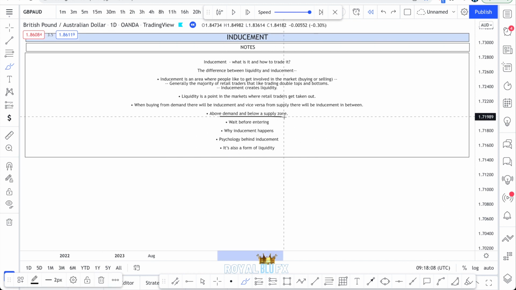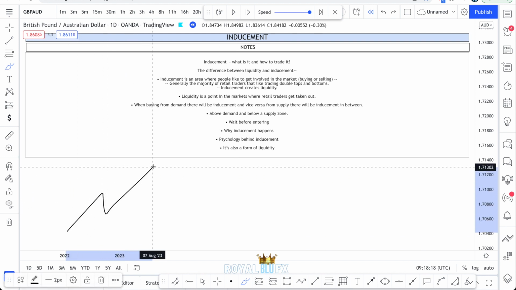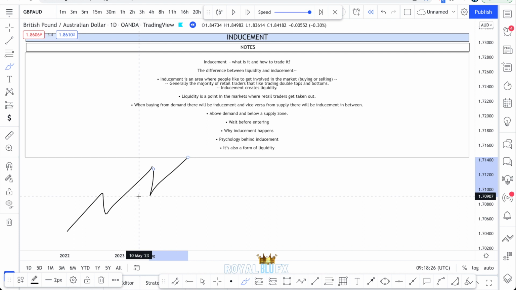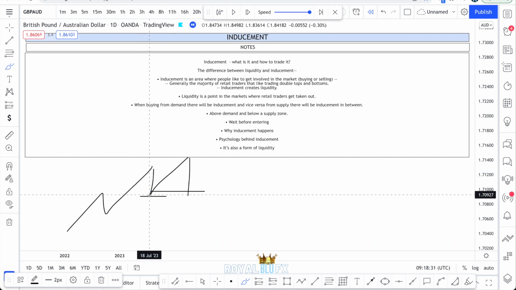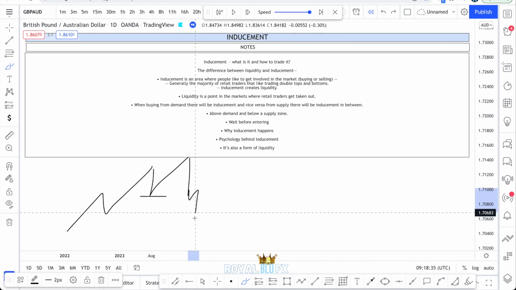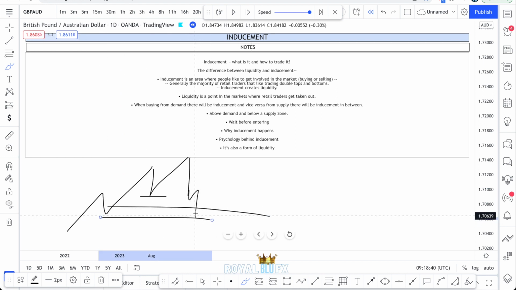So it's above demand and below supply zone, what we just showed you over here. When entering any trade, let's talk about the uptrend in this case, wait before entering. You don't want to rush into anything that's way too early, like this. You want to wait for prices to retrace all the way back to an area of demand, maybe take out some of this inducement, push back like this, come all the way back to an area of demand like this. You want to wait for when prices retrace all the way to demand before entering.